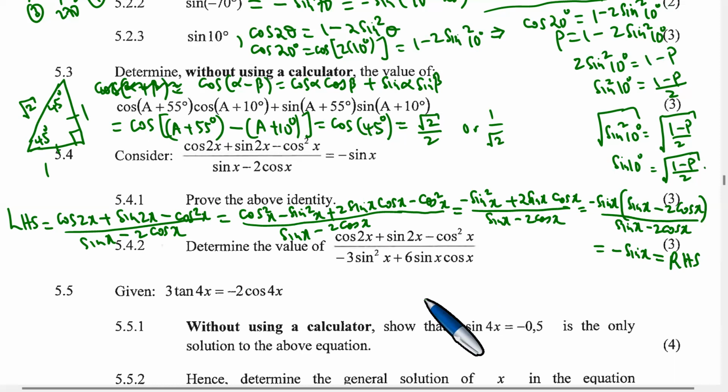Next question is, you need to determine the value of these. Now to find the value of these here, the top is cosine 2x, sine 2x minus cosine squared. The bottom is sine x minus 2 cosine x. So, if you look at it very carefully, you can simplify this by writing the top: cosine 2x, sine 2x minus cosine squared.